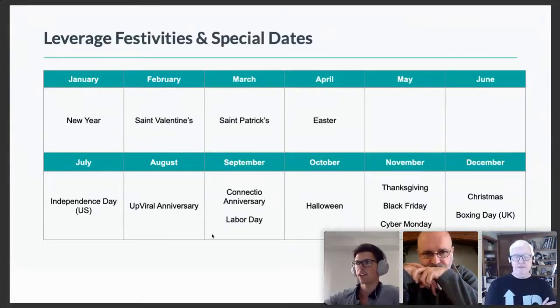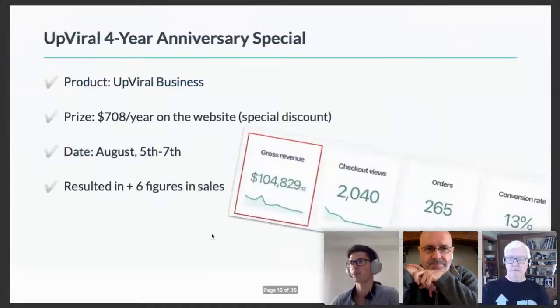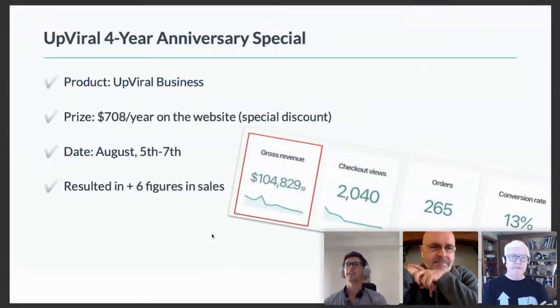So create a calendar just like this one and pick the dates where you're going to do a special promotion. It also tells you ahead of time what work you have to do for those special promotions. I would say you can leverage at least 5 of these special occasions throughout the year to run a promotional campaign to your list. Okay, this is an example.